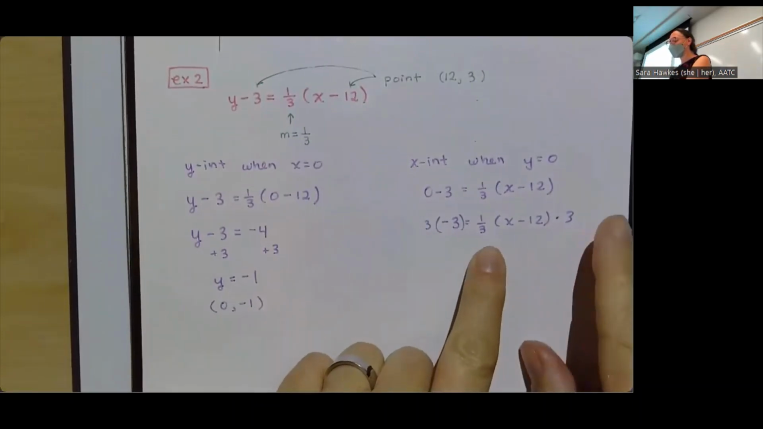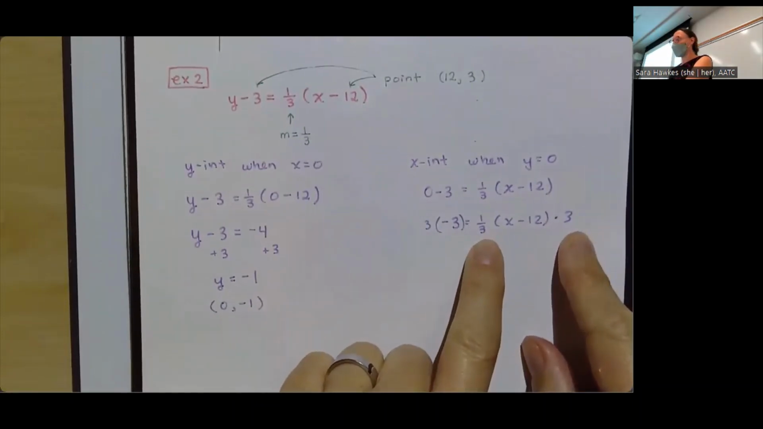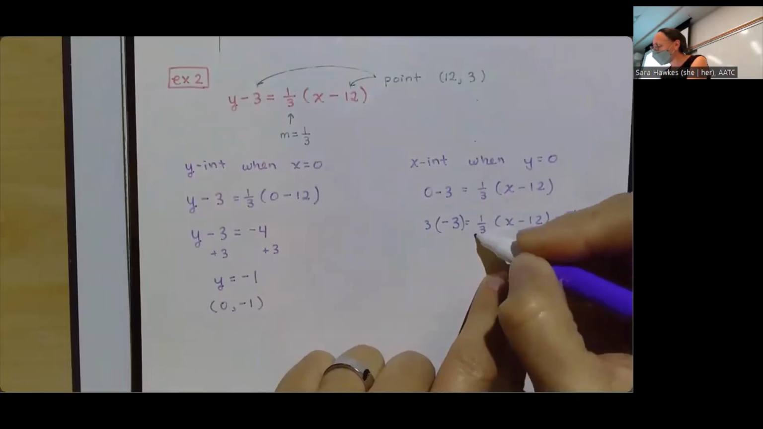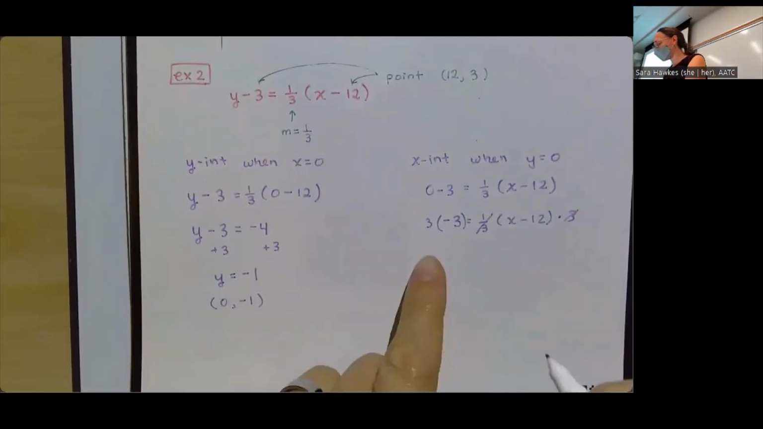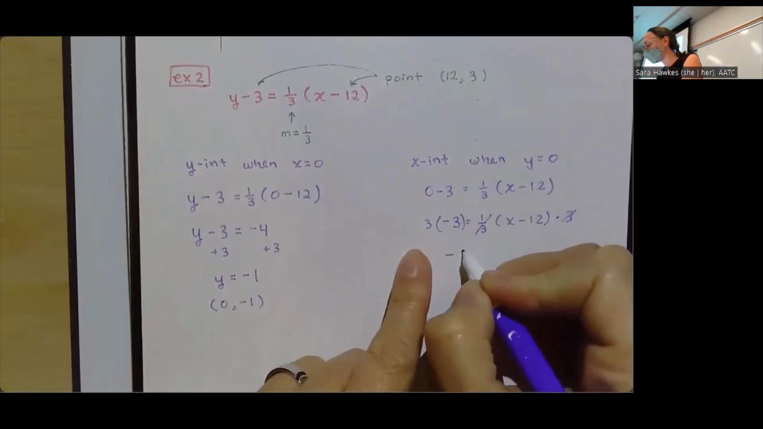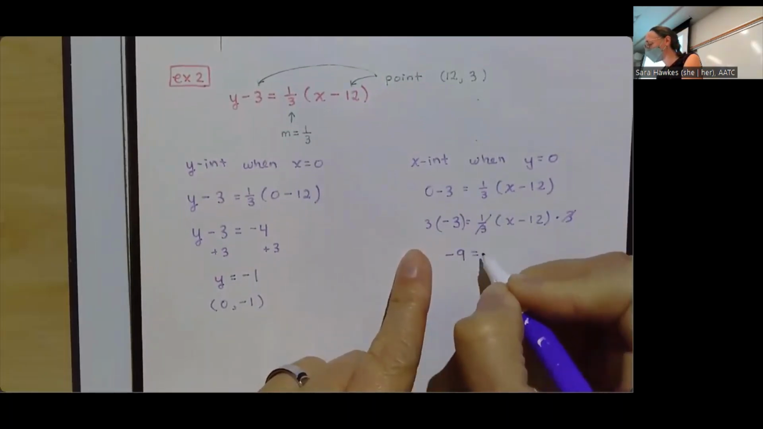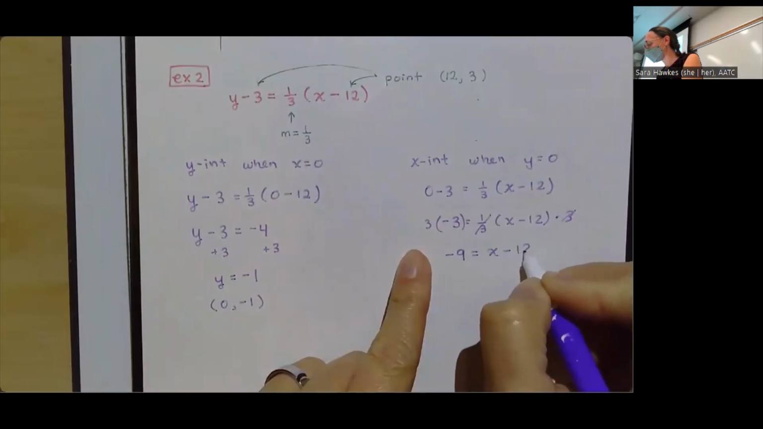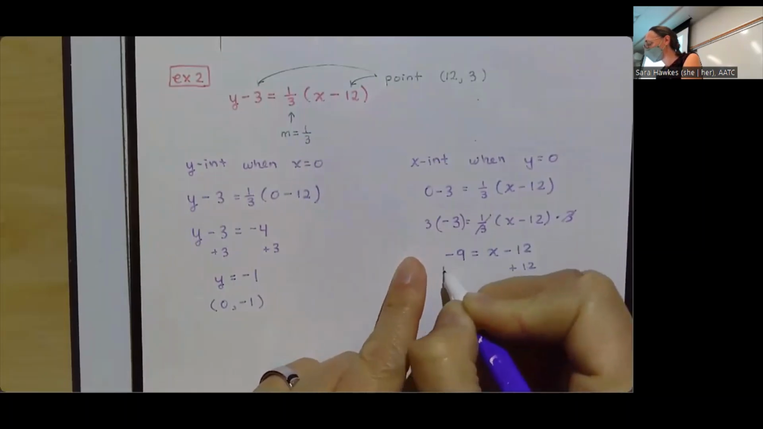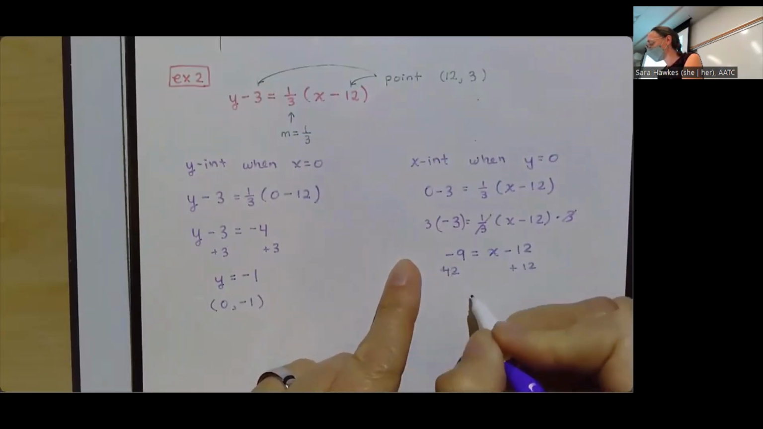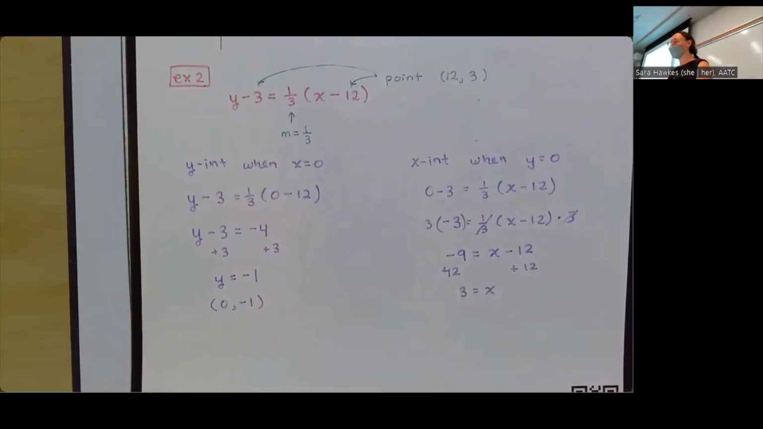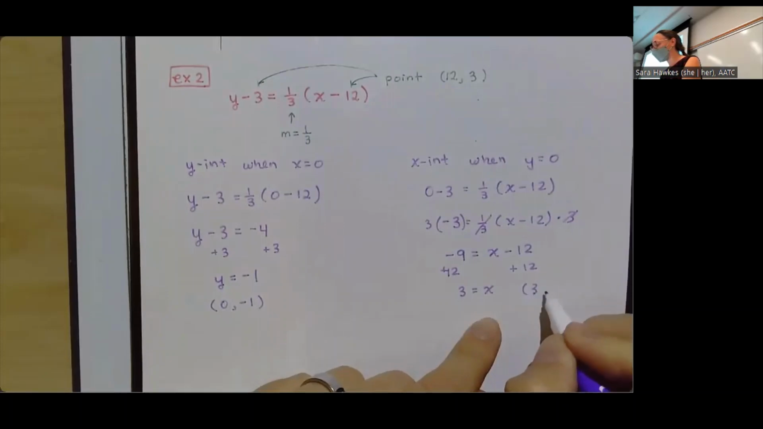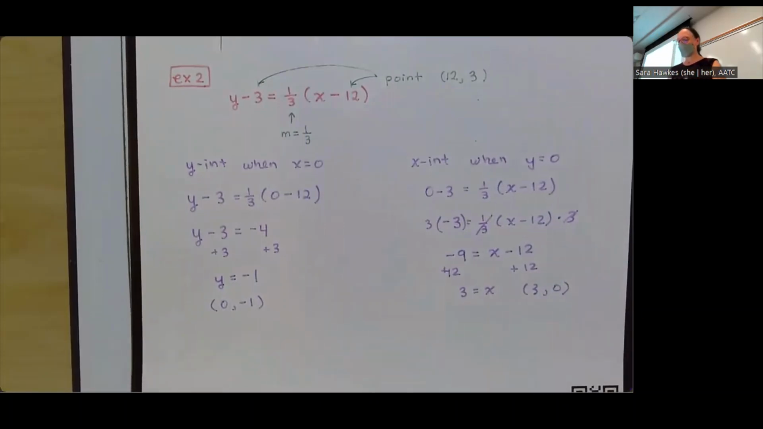On the right-hand side, 3 times 1/3 is 1. So now I don't have to worry about that fraction anymore. On the left-hand side of my equation, 3 times -3, I've got -9. So now I'm at -9 is equal to X minus 12. I can add 12 to both sides and have X is equal to 3, which gives me a coordinate of (3, 0).